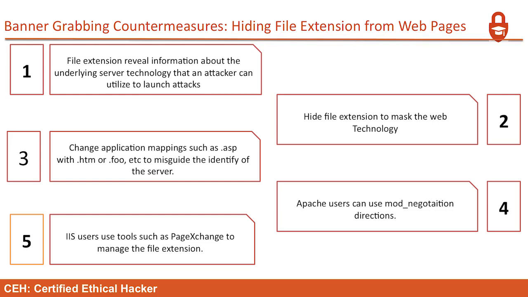You want to change application mappings such as .asp, .html, .foo, whatever the extension is, to disguise the identity of the servers. Apache servers use mod_negotiation directives. IIS users use tools such as Page Xchanger to manage the file extensions. So you can tell it what extensions you want to use. You can use that in any type of program. So instead of .php, you can change the extensions to whatever you want.